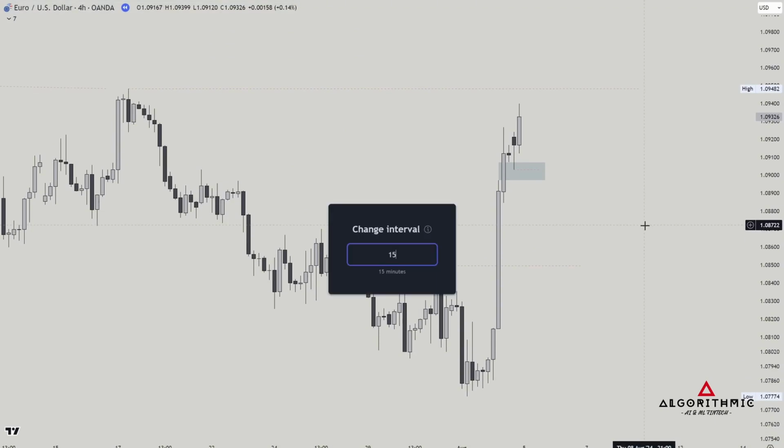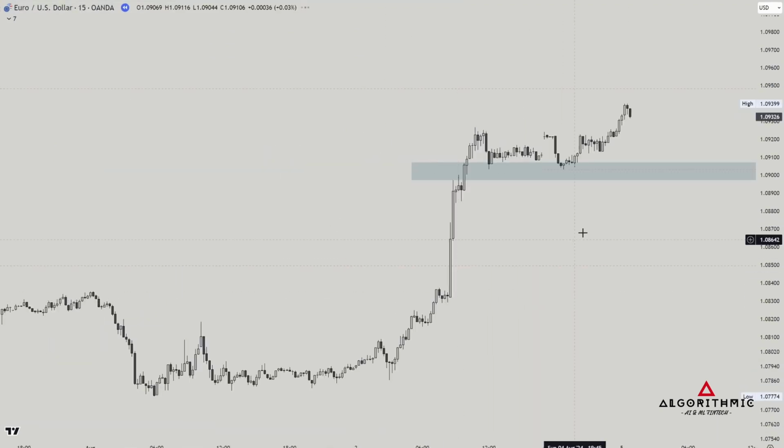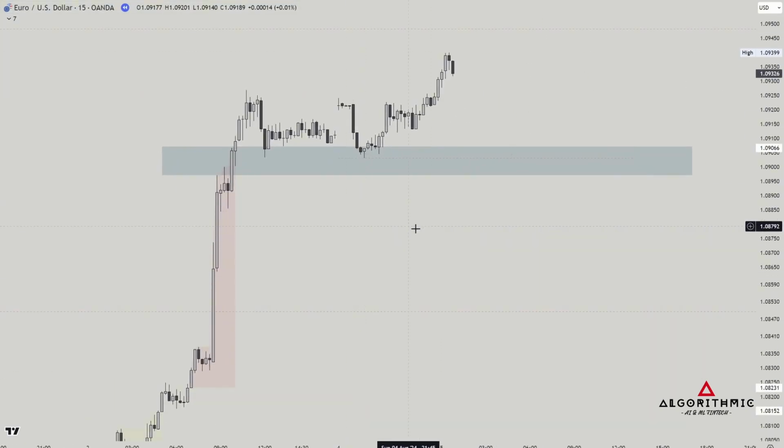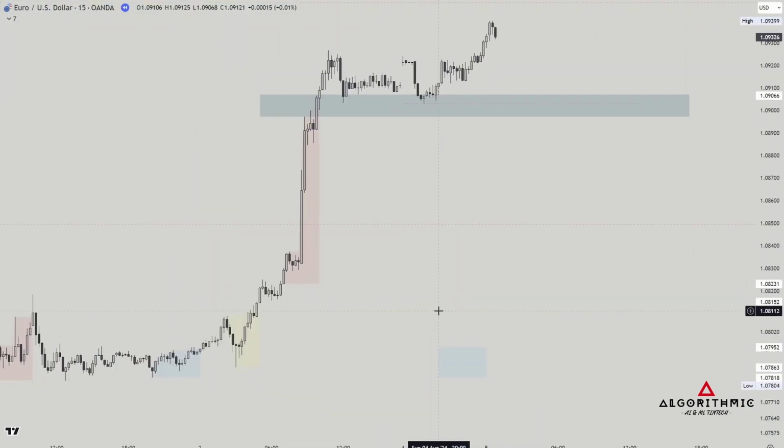So let's go to the time-based levels. Back to the 15-minute time frame. What do we see first? Let's mark the Asian range. I have a problem for this day. The Asian range is, this is weird. A problem here.